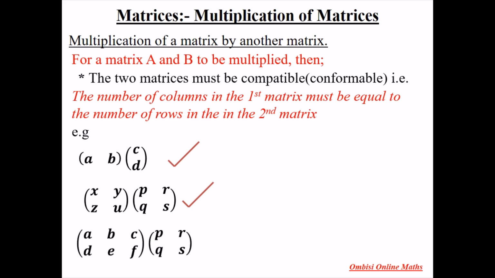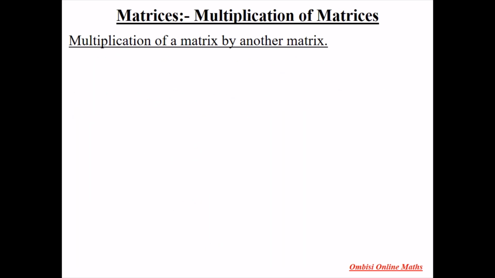DEF is being multiplied with PQRS. The first matrix has 3 columns. The second matrix has 2 columns. So this one is not compatible, so it cannot be multiplied. So the third matrix cannot be multiplied, but the first and the second matrices can be multiplied. We go ahead and see how we multiply a matrix by another matrix.